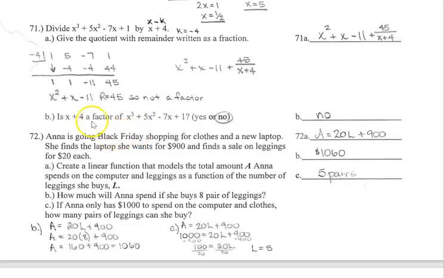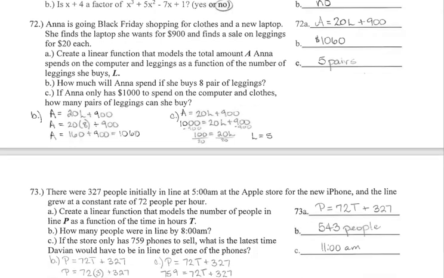Then it asked us, is that a factor? Well, if the remainder is 0, it's a factor. If the remainder is not 0, it's not a factor. Our remainder was 45, so no, it is not a factor.